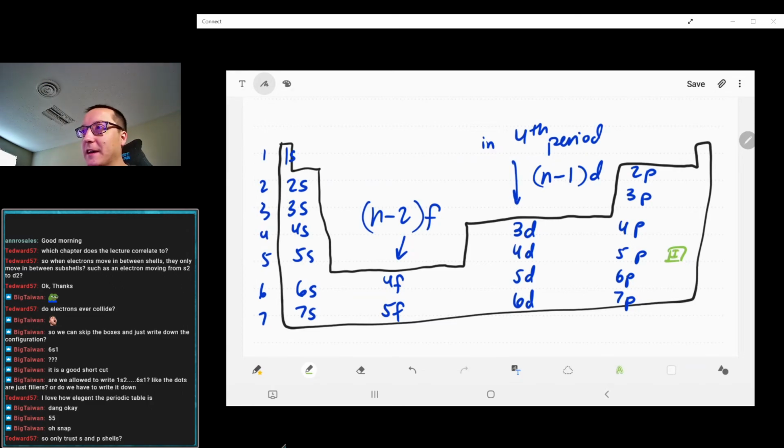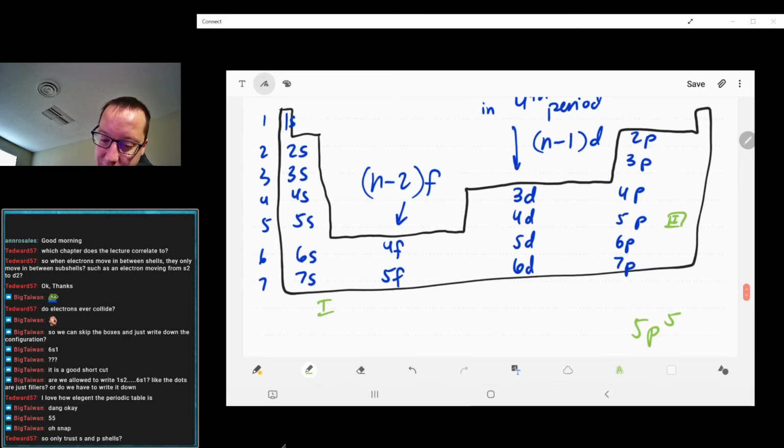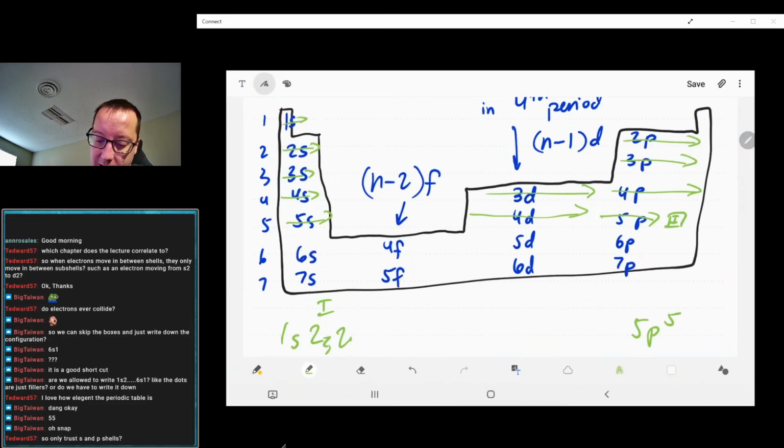If I pick iodine, we know iodine will end in 5p5. What we can do is just fill in all of the orbitals before iodine. And if you just look at the periodic table, it tells you exactly what to fill before you get to iodine in the order that you go through it. So we first went through 1s, then 2s, then 2p, then 3s, then 3p, then 4s.